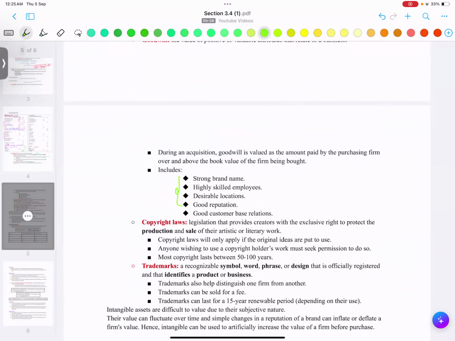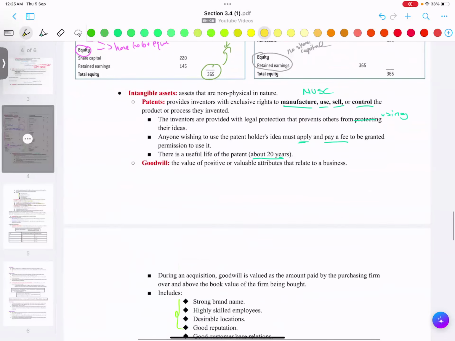Then you have copyright laws. This is legislation that provides creators with the exclusive right to protect the production and sale of artistic or literary work. Copyright laws will only apply if the original ideas are put to use. Anyone wishing to use a copyright holder's work must seek permission to do so. Most copyright lasts between 50 to 100 years, different from the patent, which lasts for 20 years.